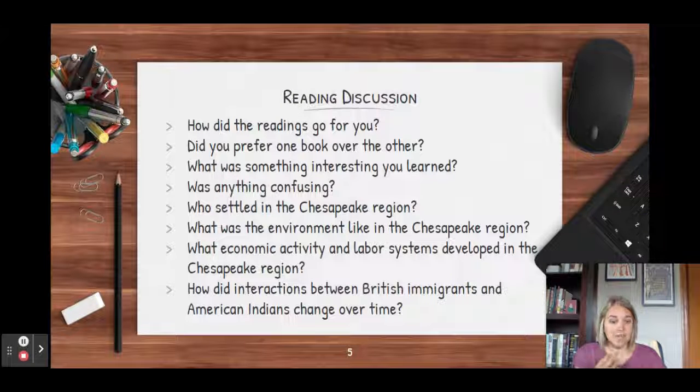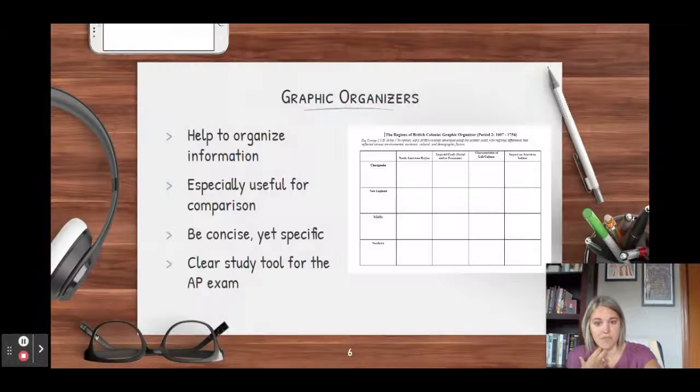What is the environment like in the Chesapeake region? Pay attention to growing season, pay attention to conditions like swamps. What economic activity and labor systems developed in the Chesapeake region? How did interactions between British immigrants and American Indians change over time? Give some examples of early interactions and some examples of interactions as the years go on.